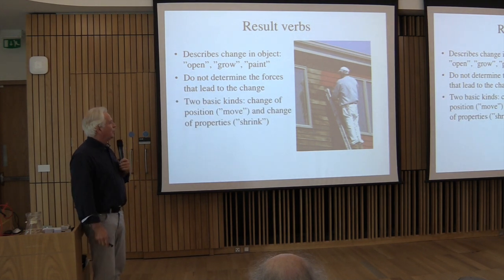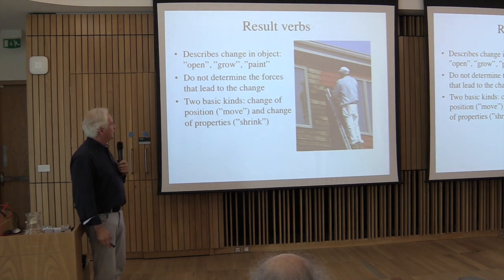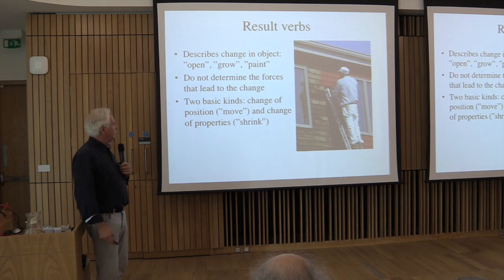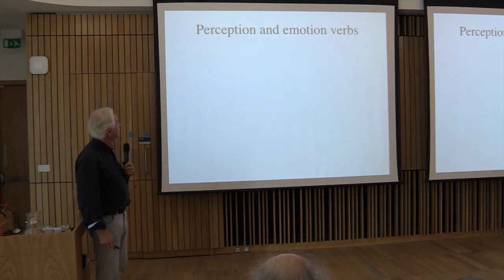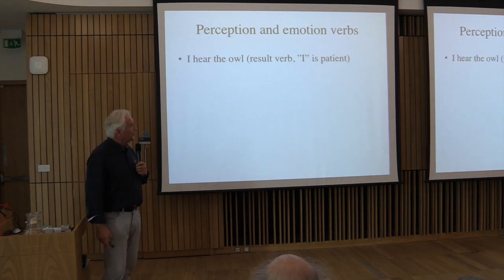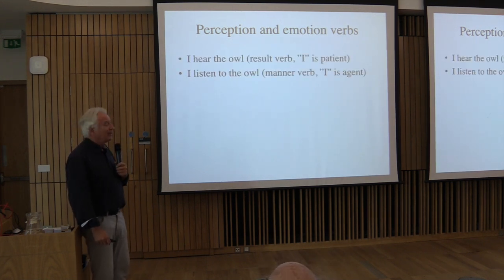Two basic kinds, I already mentioned them: change of position and change of properties. Change of position means that you apply it to the spatial domain, and change of properties are the rest. Here's a funny example: perception verbs. I hear the owl. What is the difference between I hear the owl and I listen to the owl?